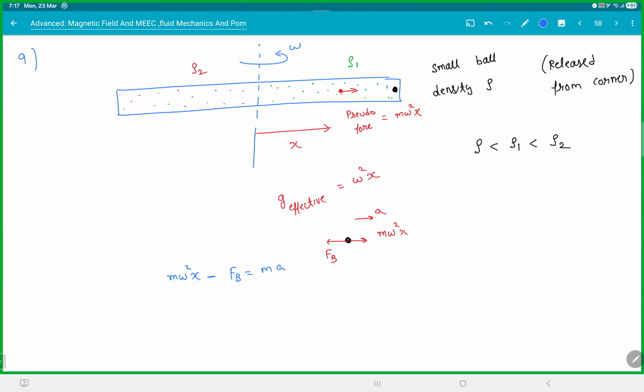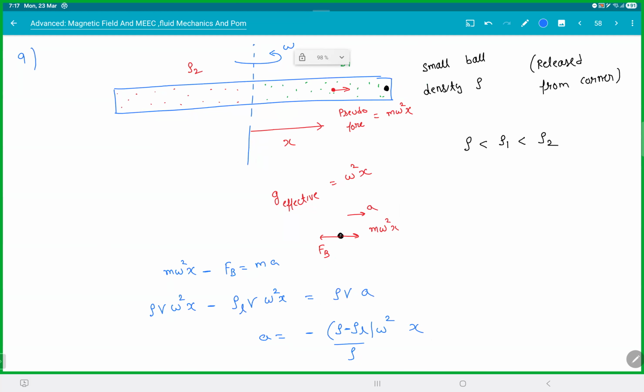is equal to m a. So mass will be density of the ball times volume, which I don't know, so I'll take it as V, omega square x, minus buoyant force, which will be density of the liquid times volume, omega square x, is equal to mass, rho V, times acceleration. V cancels everywhere, and you'll end up with minus rho L by rho omega square x. Basically this thing is oscillating in SHM.